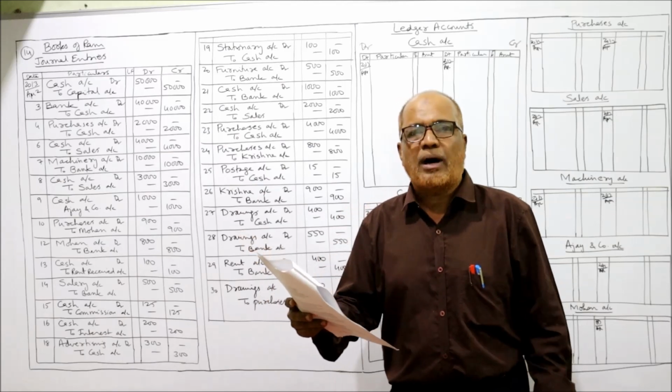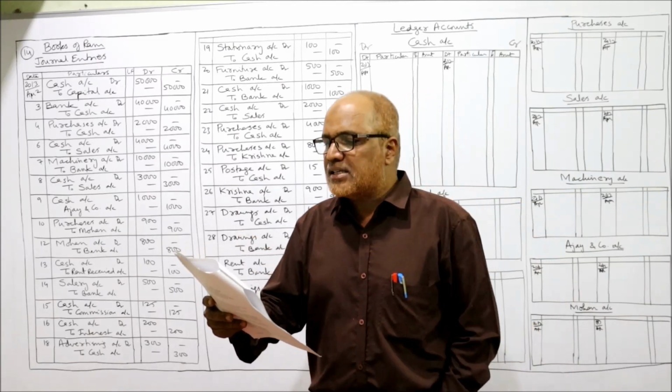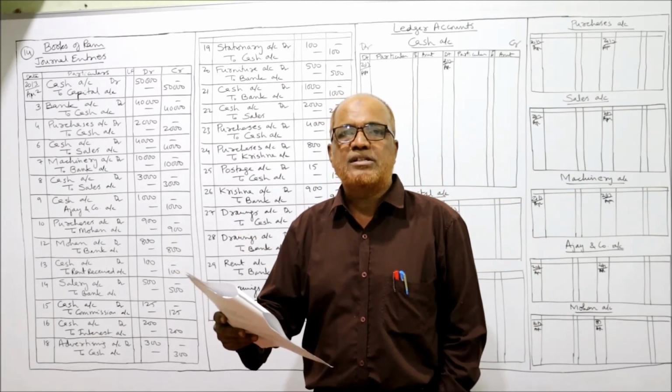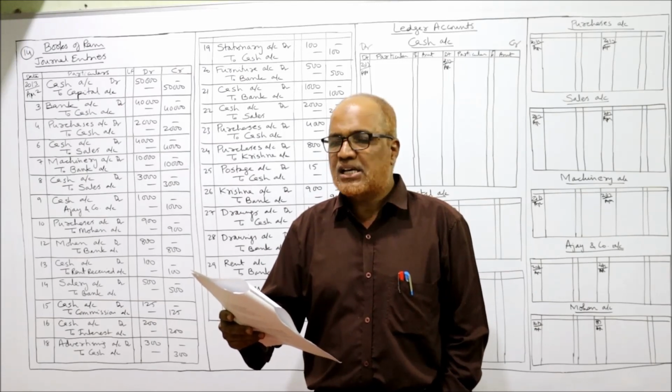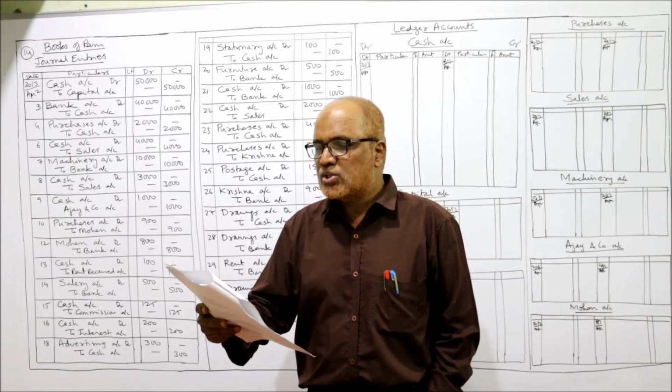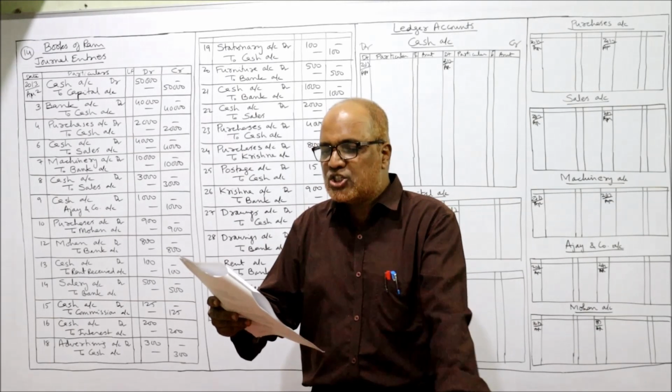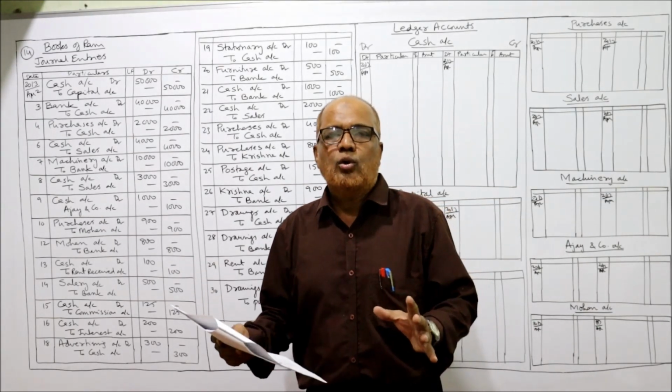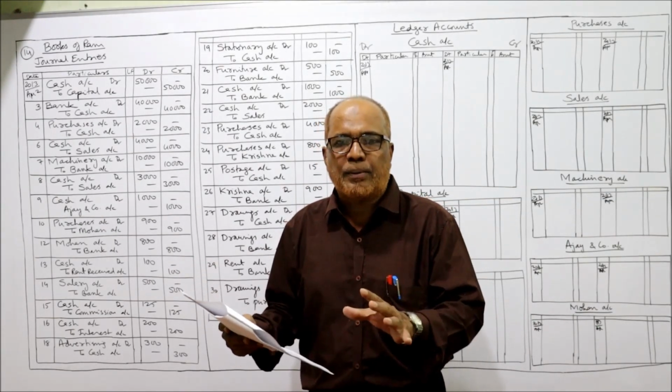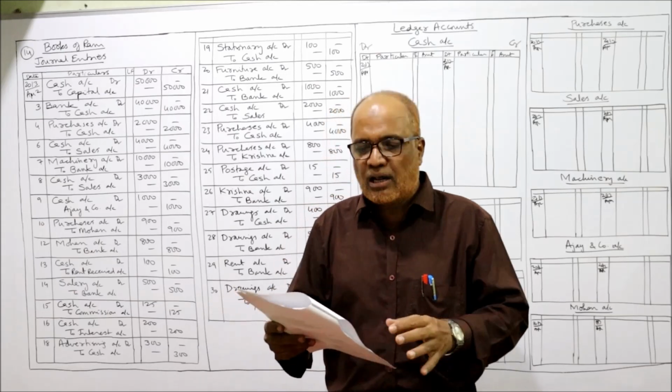Now, the 14th problem I am reading out. Journalize the following transactions in the books of Ram. So Ram is the owner. We have to pass journal entries for the month of April 2013 and prepare the necessary ledger accounts. It is asking you to make the ledger accounts after passing the journal entries.